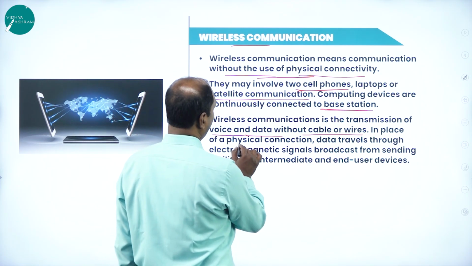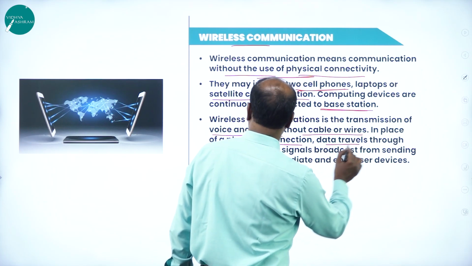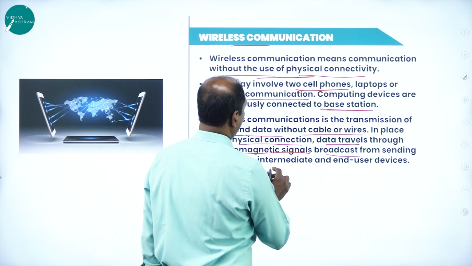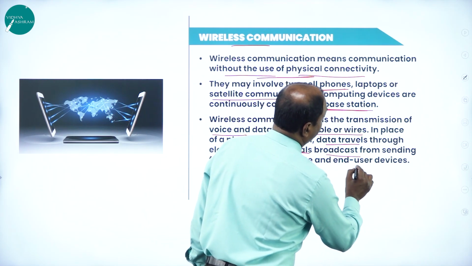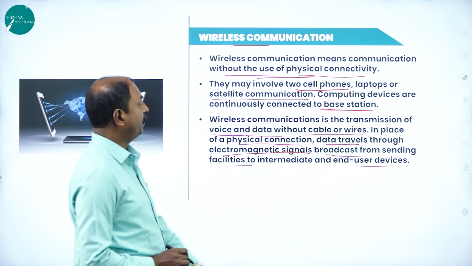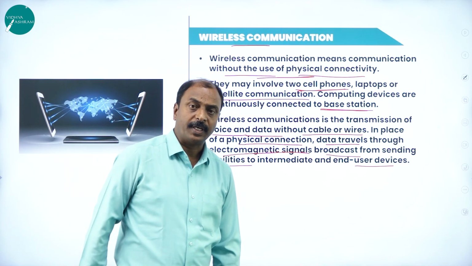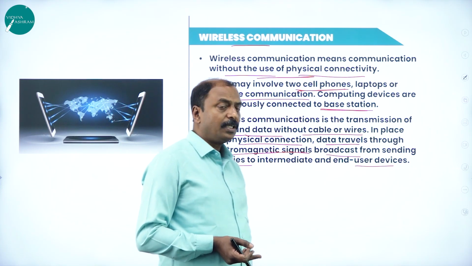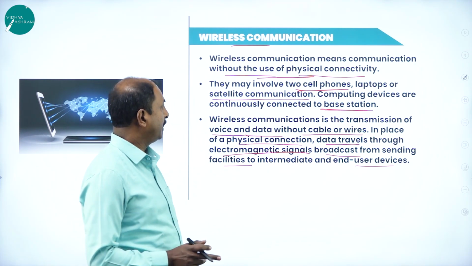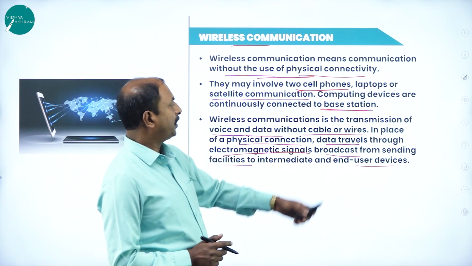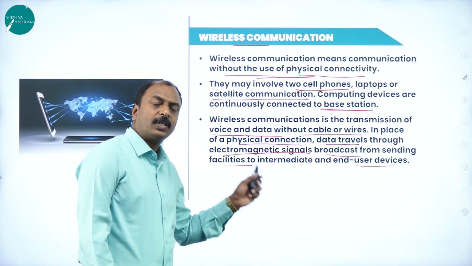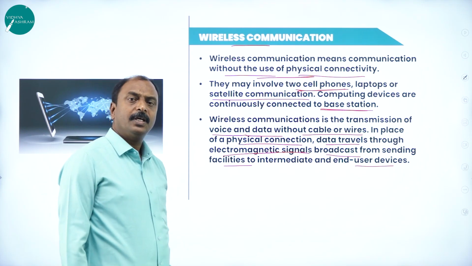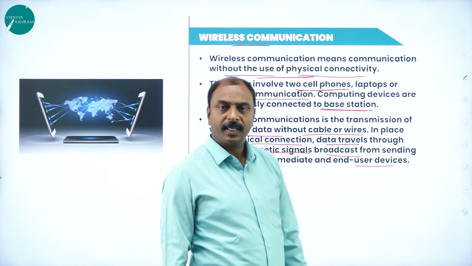In place of a physical connection, data travels through electromagnetic signals broadcast from the sending facility to intermediate and end user devices. Normally, in physical networking or wired networking, the data is transmitted to the nearest broadcasting station and from there it goes to the end user. Similarly, in wireless communication, we connect two different computers or devices without direct physical connectivity between the two devices. This is wireless communication.